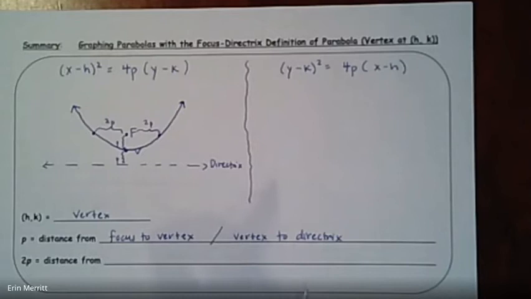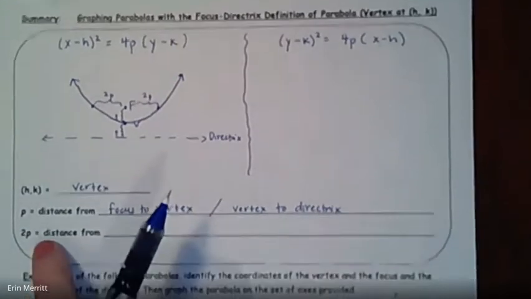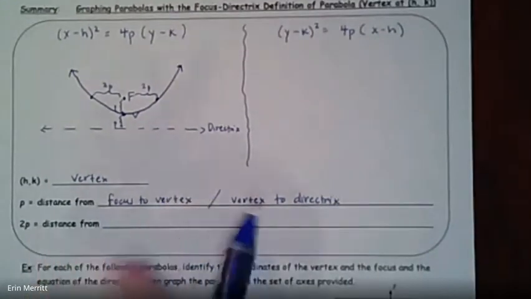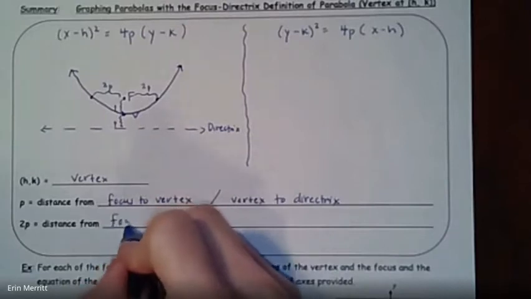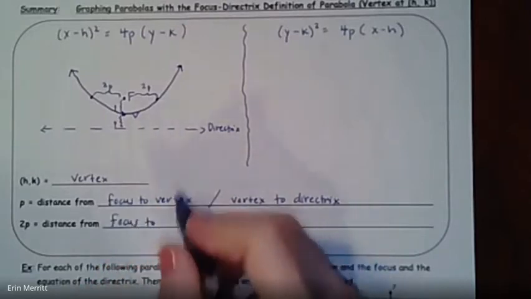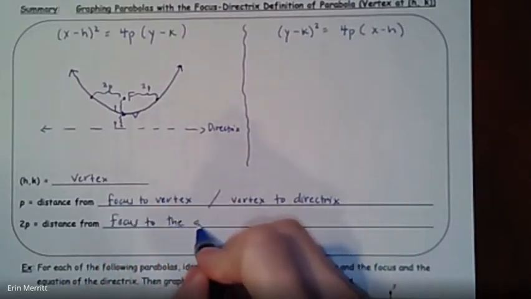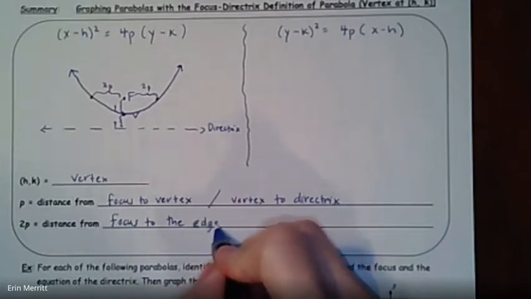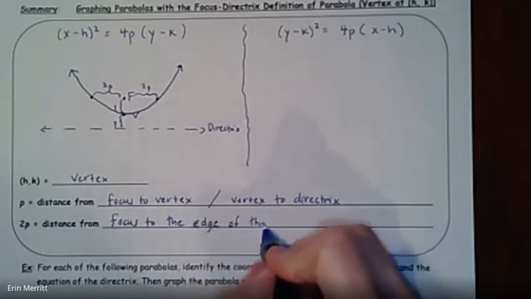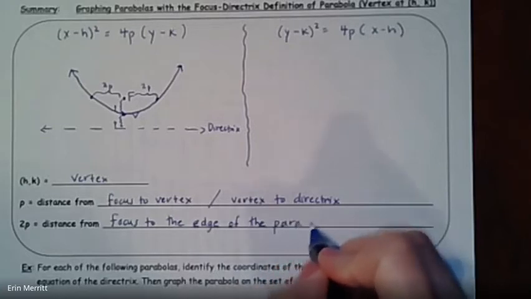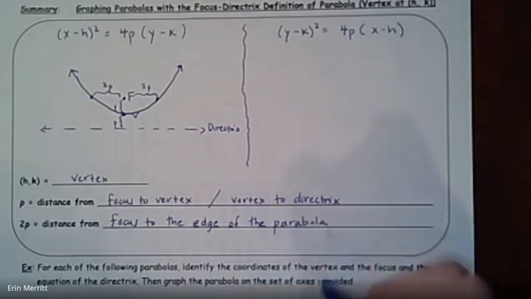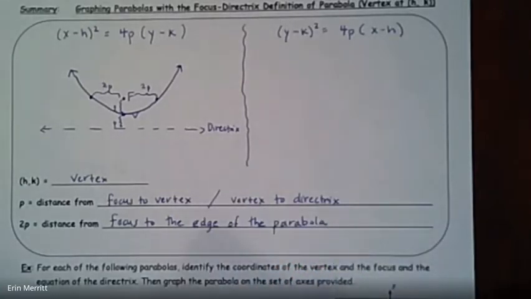All right. So when we say down here, 2p equals the distance from, I want you to write, the focus to the edge of the parabola. All right, because it's a lot to draw on there right now. So we won't draw that every time, but little details.